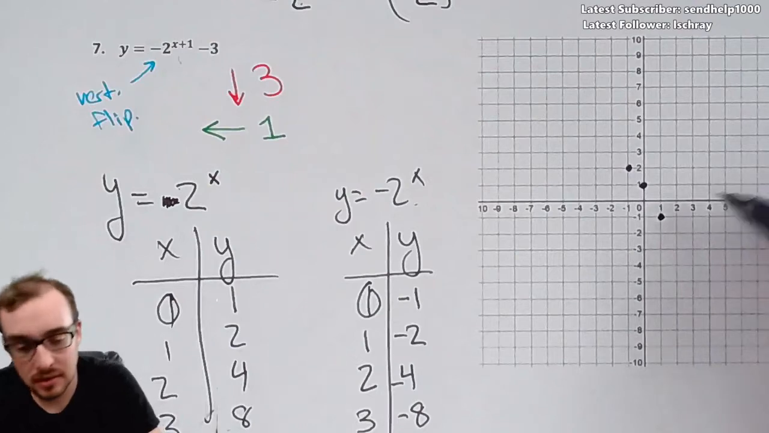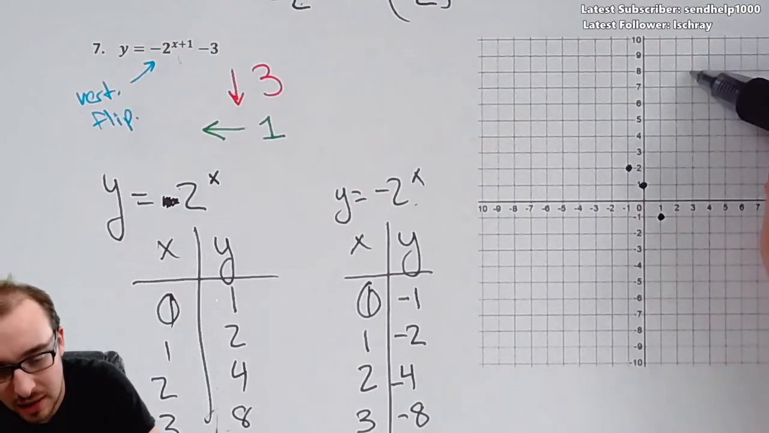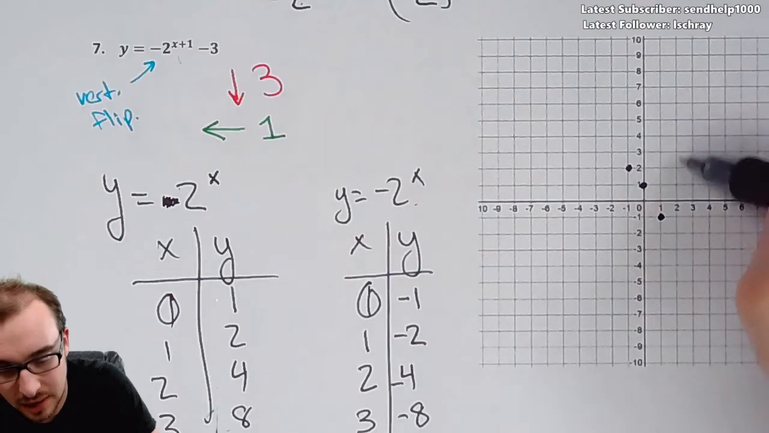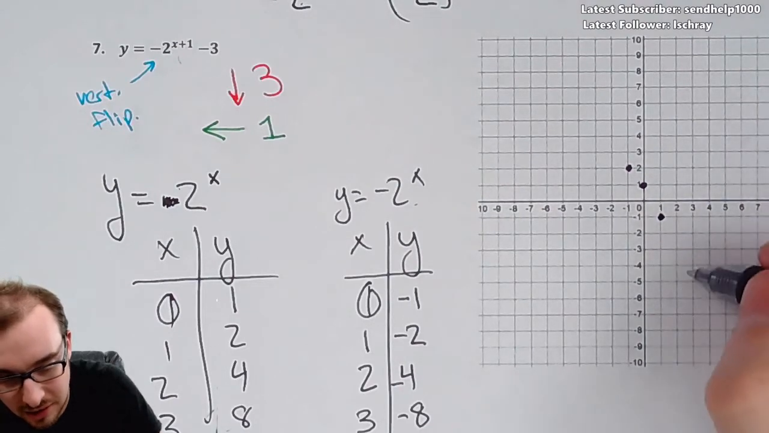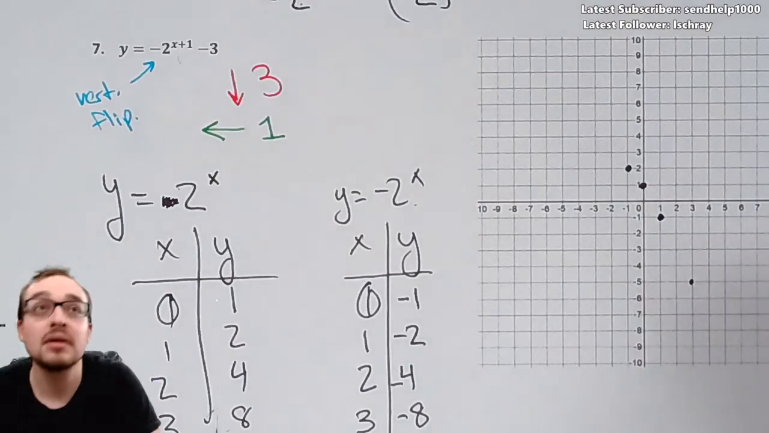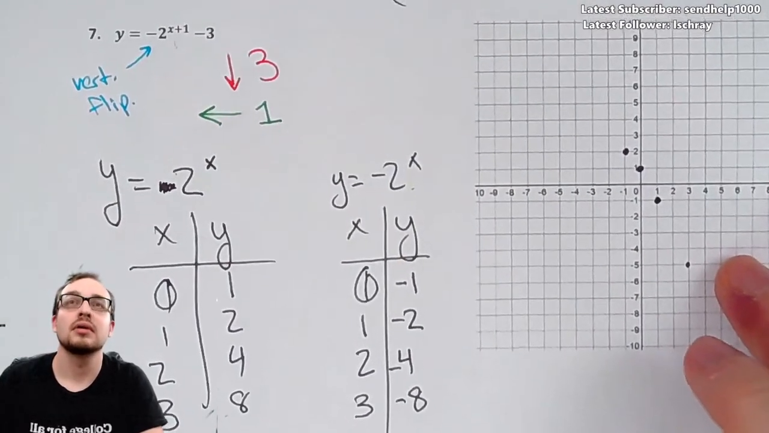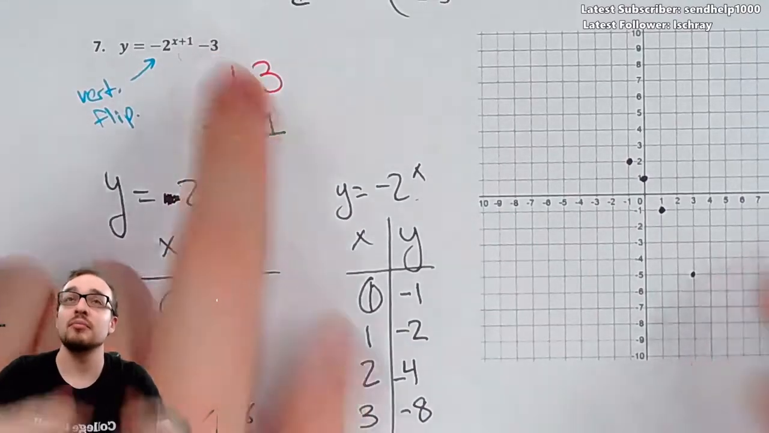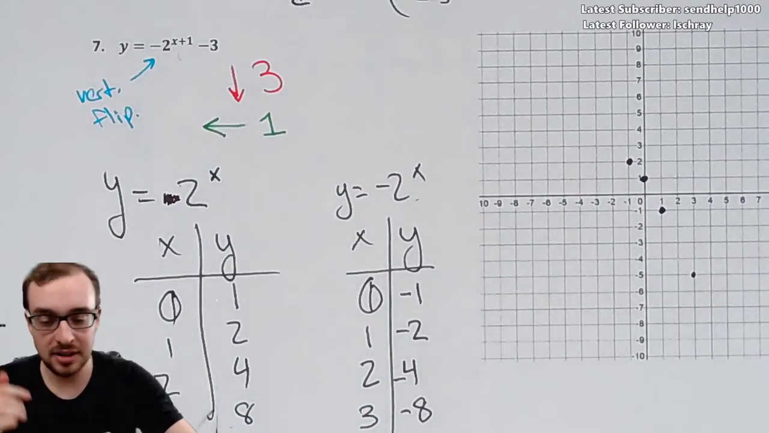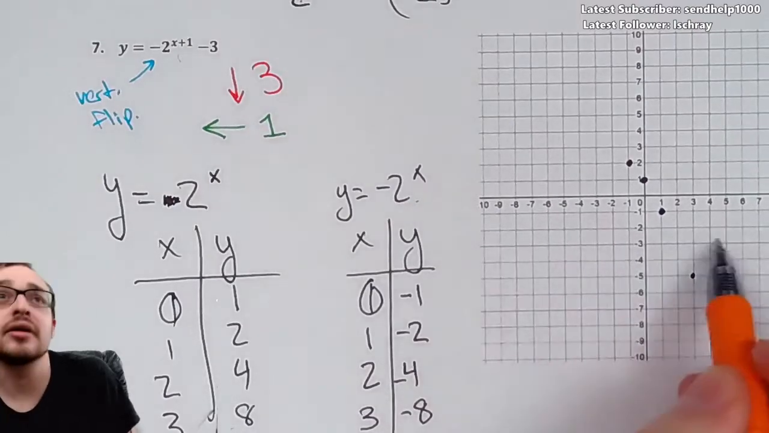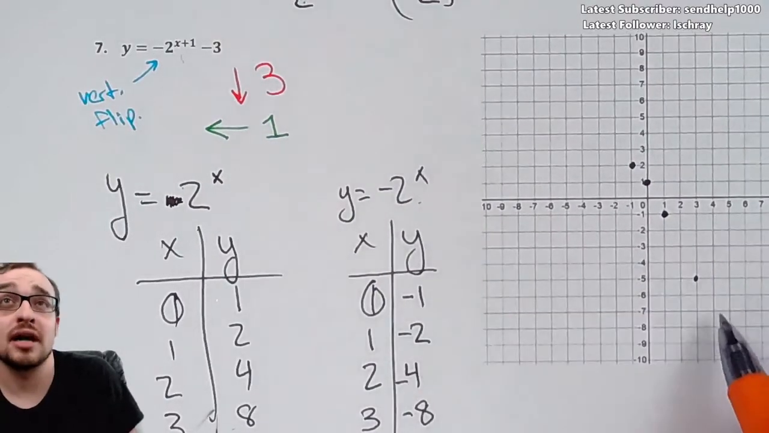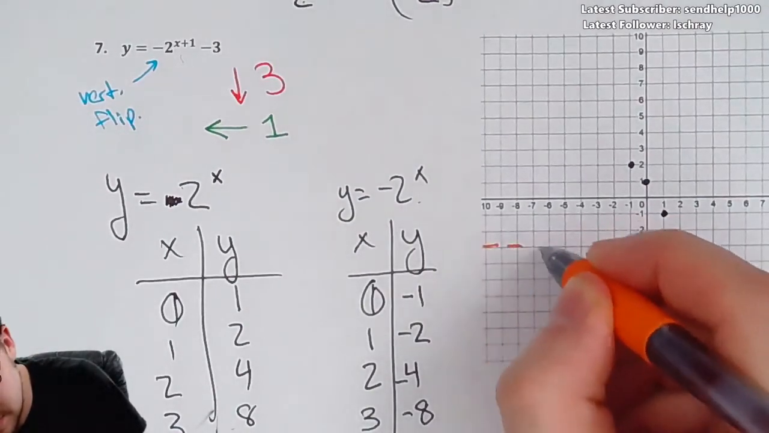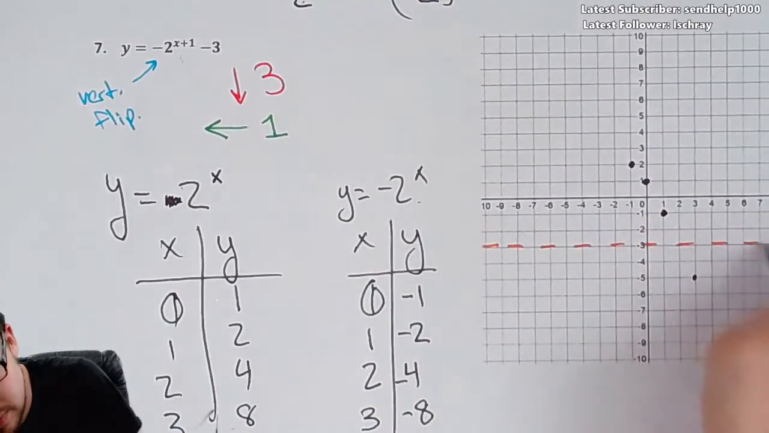Three, 8. 1, 2, 3, all the way up to 8. I'm supposed to go 3 down and 1 over, and then I'm supposed to flip it. -5. Now here's the problem. Here's the problem. This should be the same as this, but it shifts it down 3, right? Moves everything down 3. So my asymptote should be here. Do you see how this dot went below it? That doesn't make any sense. So what did we do wrong?